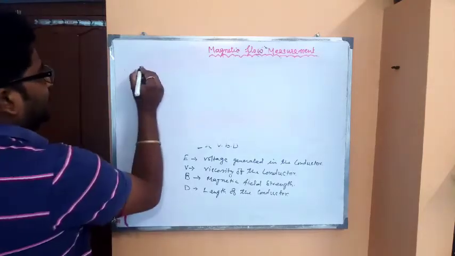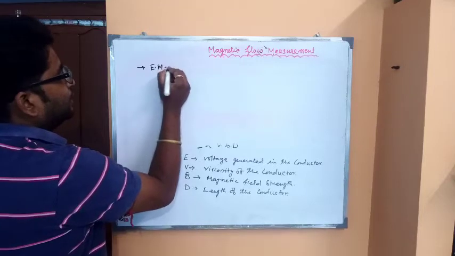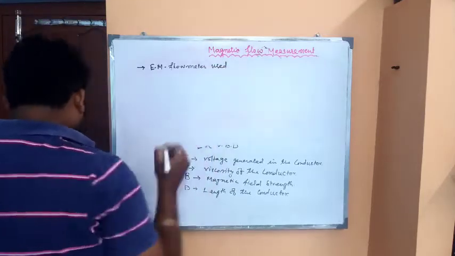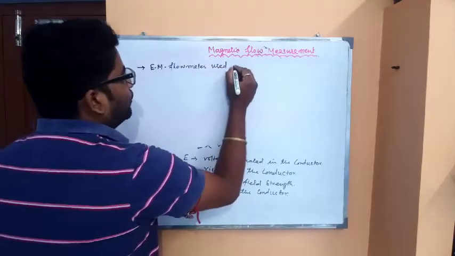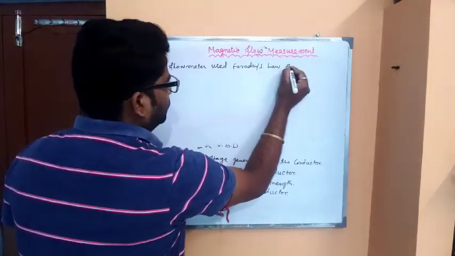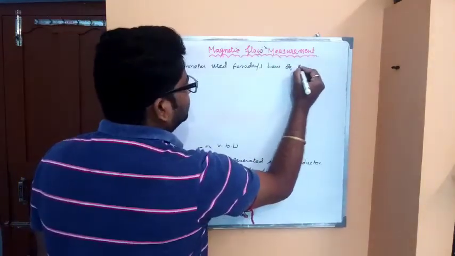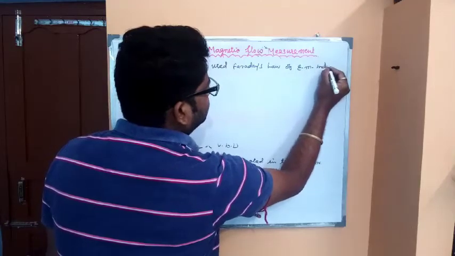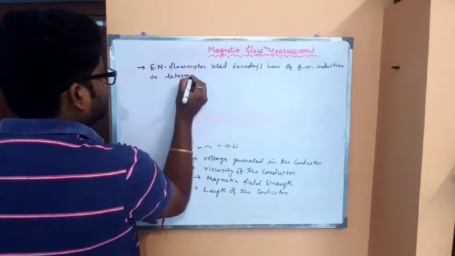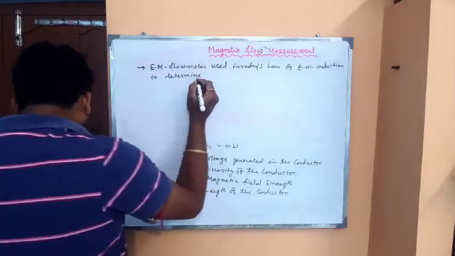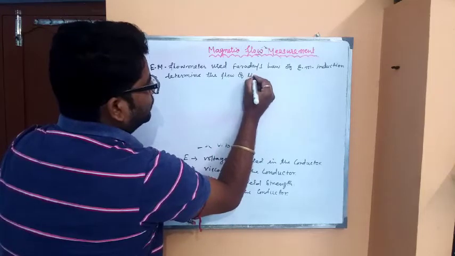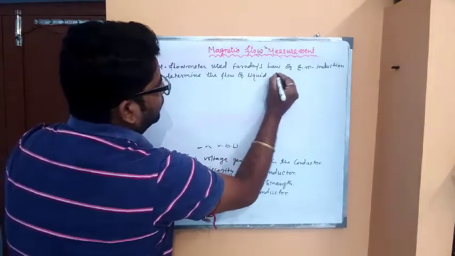So the electromagnetic flow meter uses Faraday's law of electromagnetic induction to determine the flow of liquid in a pipe.